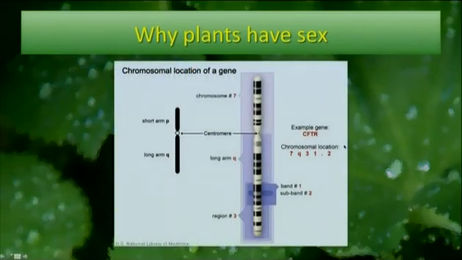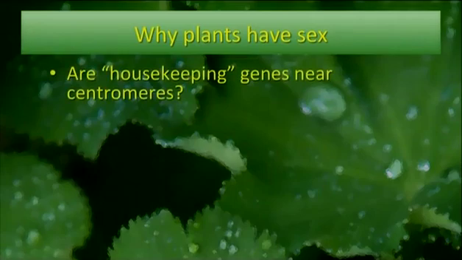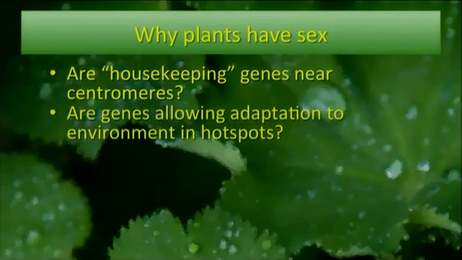So here's a look at locations of genes. Here's a centromere. These genes here might be the more important genes on the chromosome, just because crossing over is less likely to happen there. So our housekeeping genes are near centromeres. And are genes allowing adaptations to the environment in hotspots? Probably.